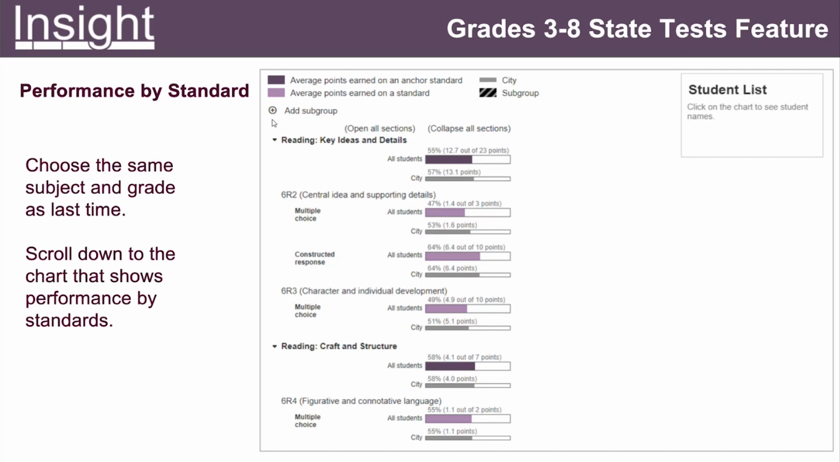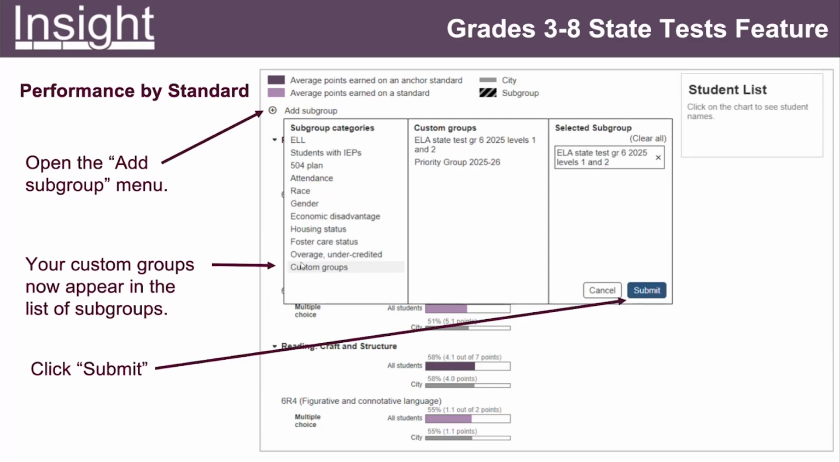Here is the add a subgroup menu or button. So I'll click on it. You will see a custom groups option show up under your subgroup categories. So when you click here, those are all the groups you have. You can create as many as 50 groups total. So you will pick the group you want to focus on, click submit, just like how you use subgroups.